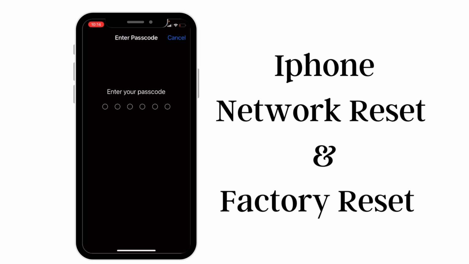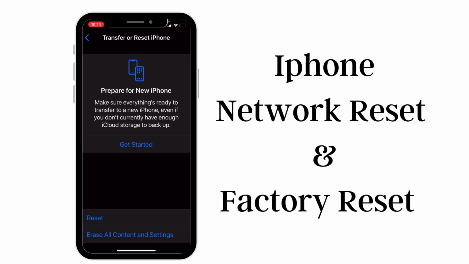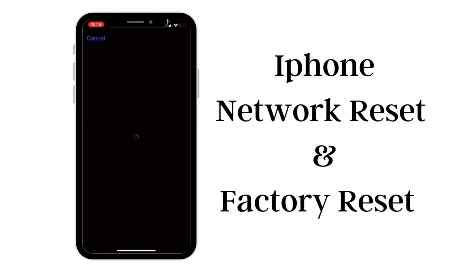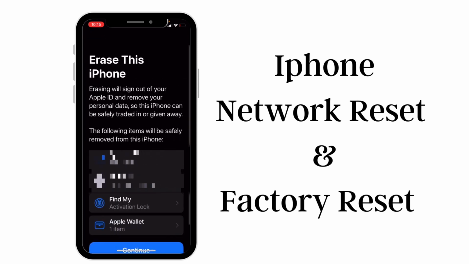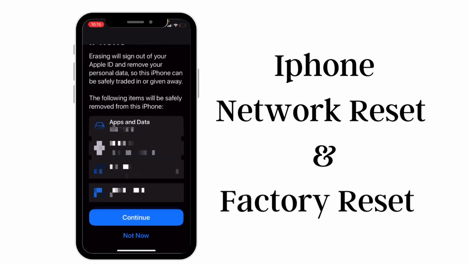Next, I'm going to show you how to factory reset your iPhone. So if you're going to factory reset your iPhone, you want to click the bottom one that says erase all content and settings. So if you click on it, it's going to ask me to continue, and if I hit continue, it's going to ask me to input my password as well. So this is how you reset your iPhone. This is how you factory reset your iPhone, and this is how you do a network reset also.